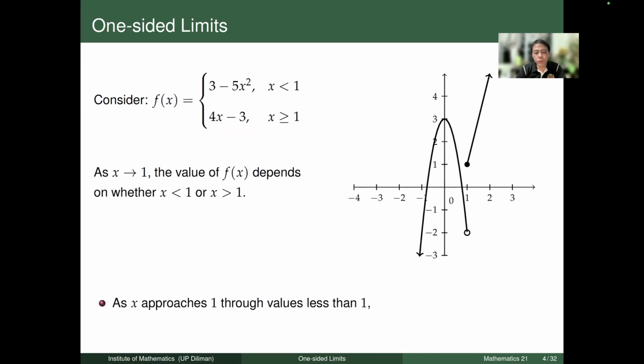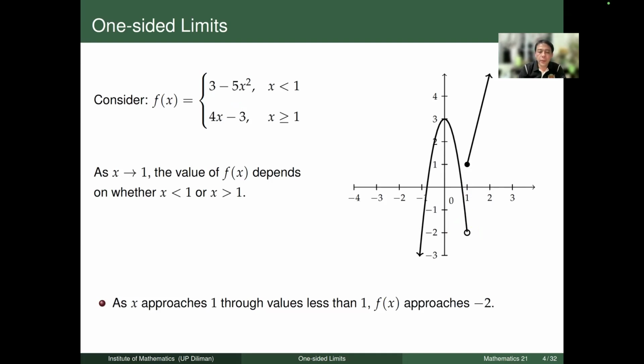So, as x approaches 1 through values less than 1. So, x is approaching 1. This is the value 1, through values less than 1. So, what value is our function approaching? We can see that in the graph, so we will be using this graph. It is going downwards, and your f of x is approaching the value -2. Okay. So f of x approaches -2.